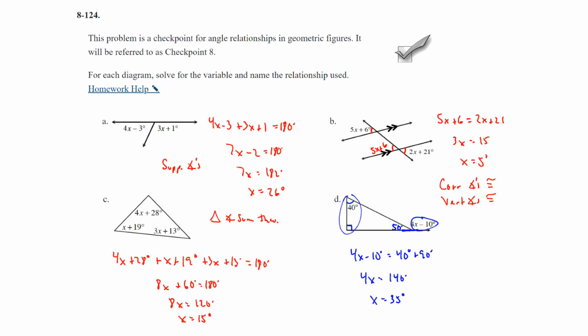And so that's if we use the exterior angle. Otherwise, we could have set it up and just said 50 degrees plus 4x minus 10 degrees is equal to 180. And you would get 4x is equal to 40, subtract the 40, you still get 140. So you're still going to get 35, but just another way to look at it. So either way is fine.